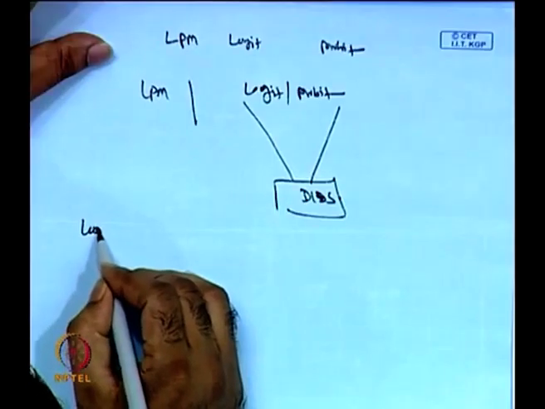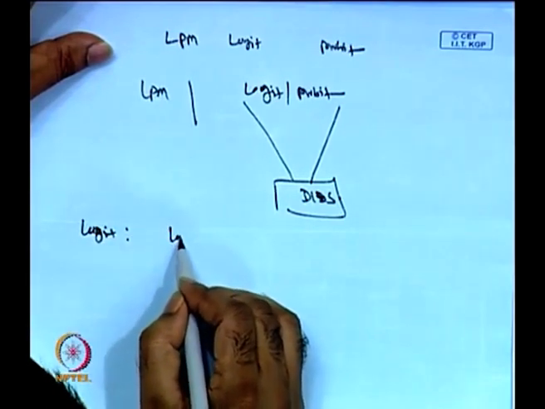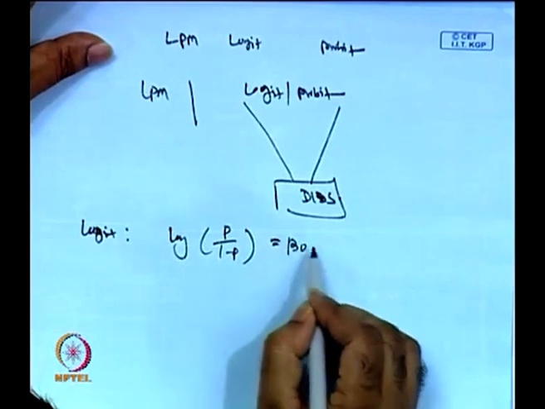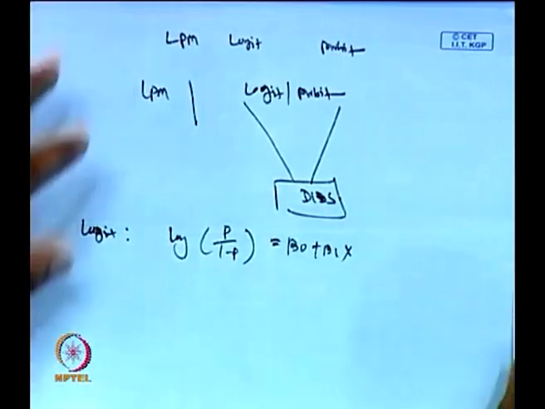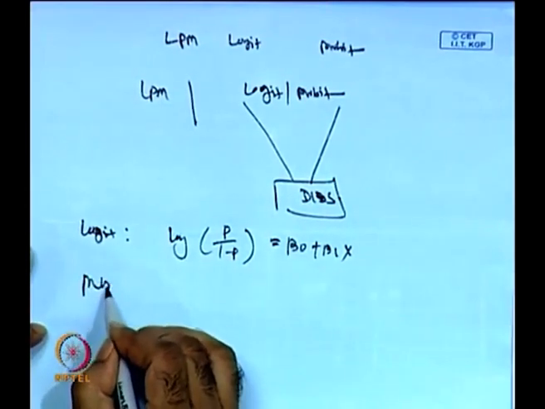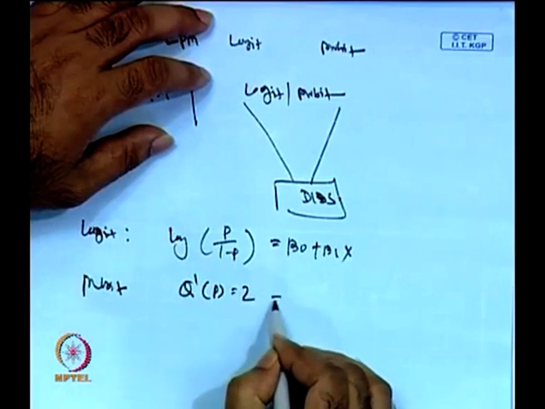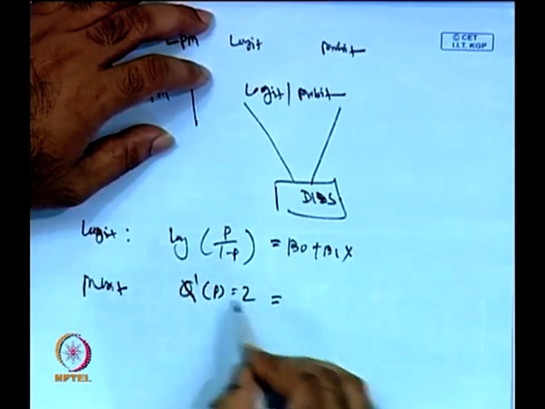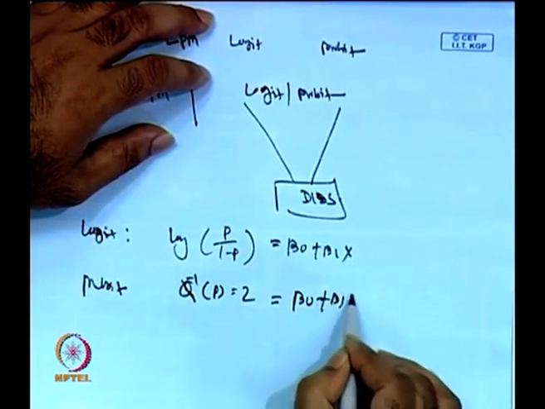So, what is the exact difference in the case of Logit? In the case of Logit, for the probability mass function I will go by a simple rule: log(p/(1-p)) = beta 0 + beta 1 x. And in the case of Probit models, it is the inverse of p equal to z, the inverse normal of p, which is nothing but beta 0 + beta 1 x.